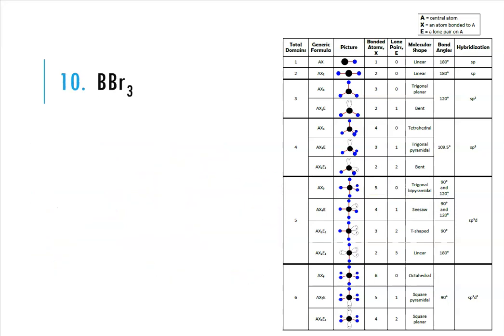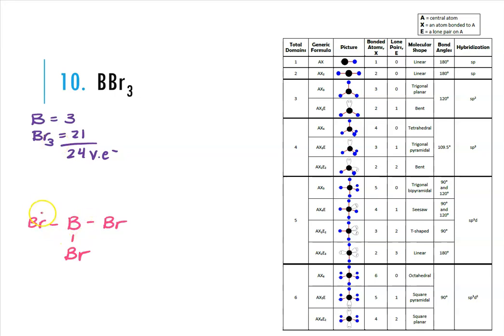Right, next up I have BBr3. B is boron, group 13 means 3 valence electrons. Bromine is Br, so it's group 17, 7 times 3 is 21, so I have 24 total valence electrons. Right, so B is my central atom.